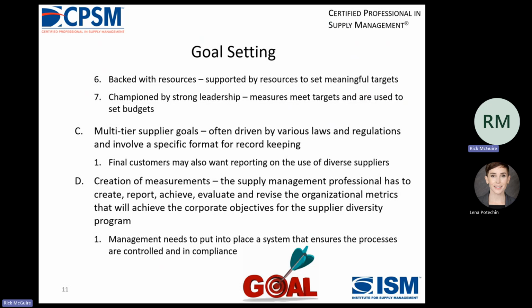So multi-tier supplier goals, often driven by various laws and regulations, especially if you're working for the government. Final customers may also want reporting on the use of diverse suppliers. So they may want tier 1 only, but they may also want tier 2 or tier 3. So creation of measurements: the supply management professional has to create, report, archive, evaluate, and revise the organizational metrics that will achieve the corporate objectives. And management needs to put in place a system that ensures the processes are controlled and in compliance. This is basically a SOX requirement.